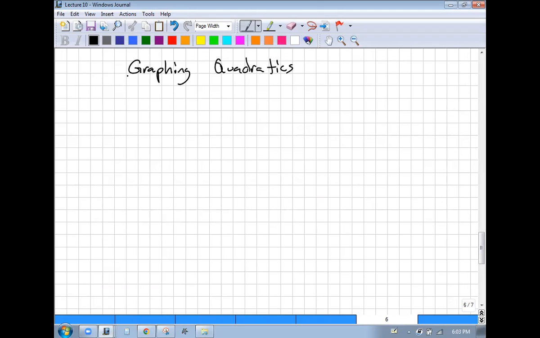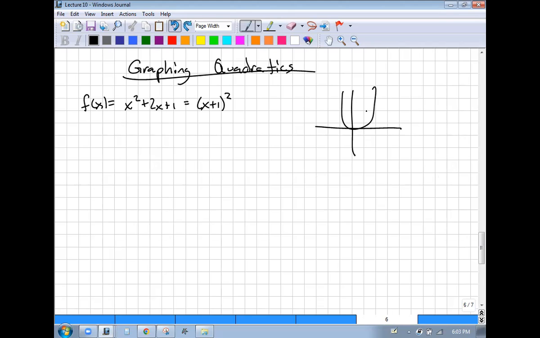Okay. So if I give you something like f of x equals x squared plus 2x plus 1, and I say graph this. Well, you could use your completing the square trick to say, well, this is the same thing as x plus 1 squared. So it looks like x squared, but it's shifted to the left by 1, right? Okay, well, let's say you don't want to bother with this, and you just want to graph it from here.